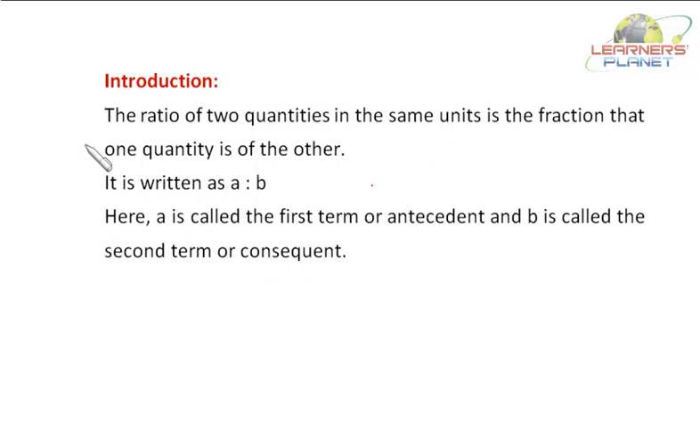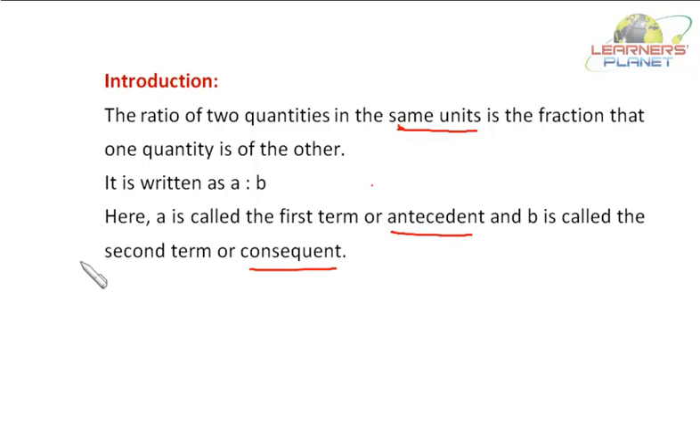Now let's see the definition of ratio. The ratio of two quantities in the same units. The important part over here is the same unit. It is the fraction that one quantity is of the other. It is written as A is to B. Here A is called the first term or antecedent and B is called the second term or consequent. Friends, the very important part over here is that whenever we are comparing two quantities, they should be in the same units. Definitely different units cannot be compared.